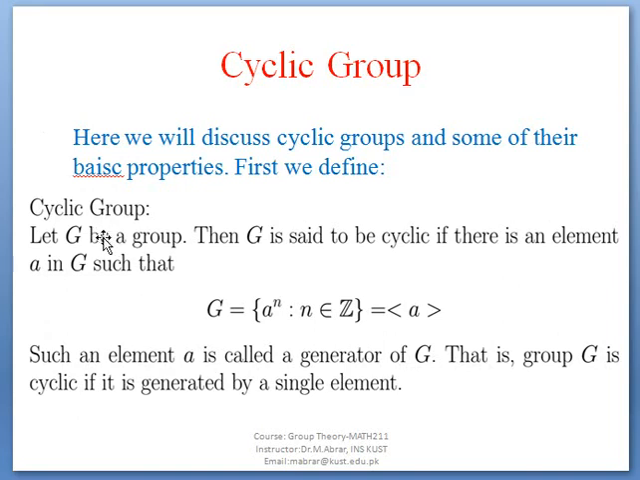By definition, a cyclic group is a group G if there is an element, say a, such that the element generates the entire group G. In that case, we call a a generator of G. So a cyclic group simply means a group that is generated by a single element.